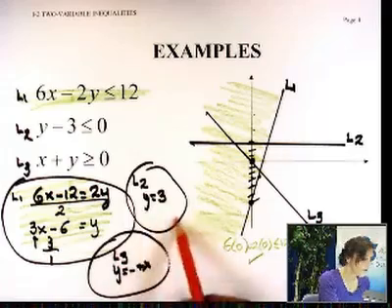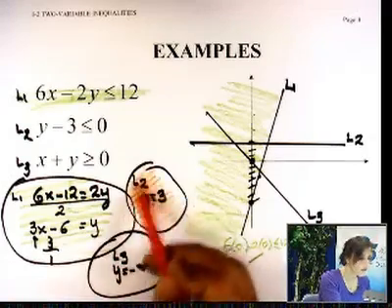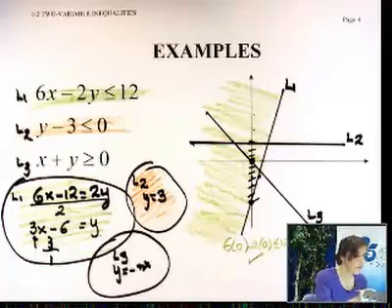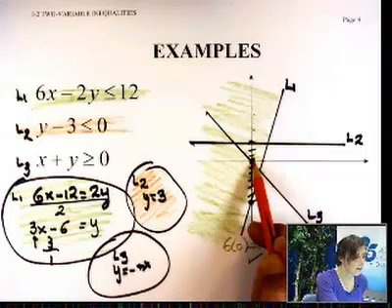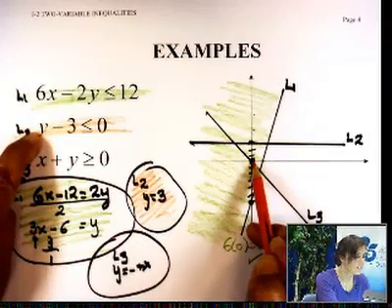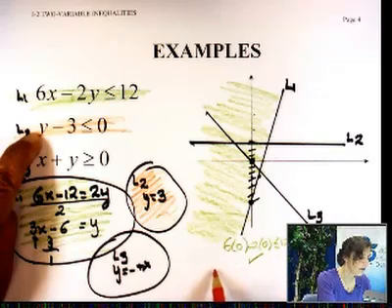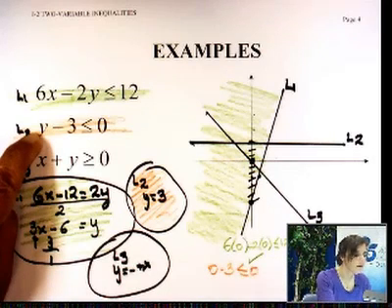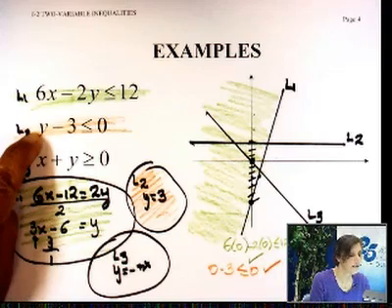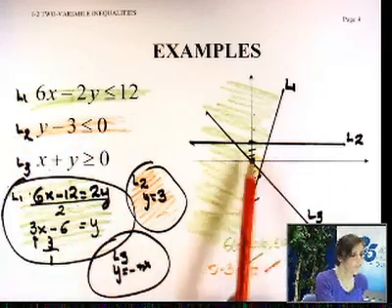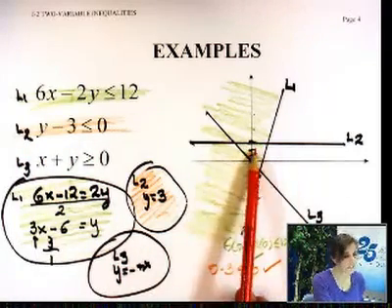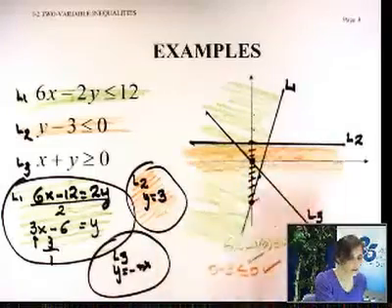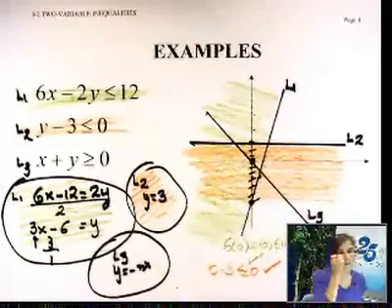So let's do L2 in orange. Here's my L2. So I'm going to test 0, 0 again. Let's plug 0, 0 in this equation. How does that work? 0 minus 3, is that less than or equal to 0? It sure looks like it. So I have to shade the region that contains that point, which is this. Does it make sense?